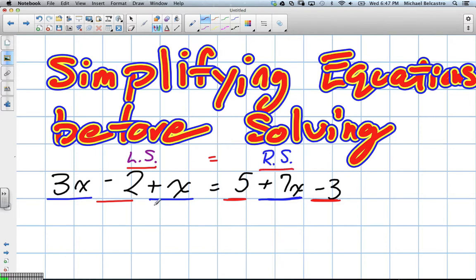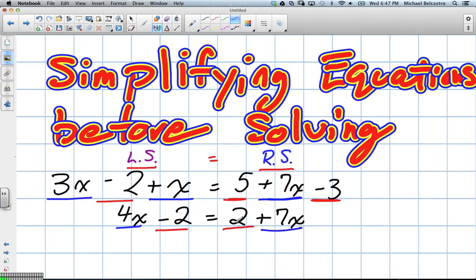So 3x plus x will give me 4x, and I still have minus 2. Okay, so the two blues combine to become 4, and the negative 2 stays as negative 2. On the right side, 5 minus 3 is 2 plus 7x. So the two constants combine to be positive 2, and my blue stayed at 7x.